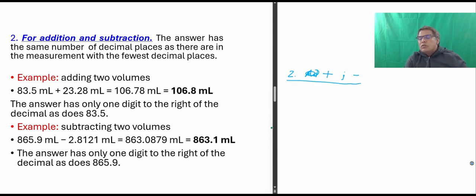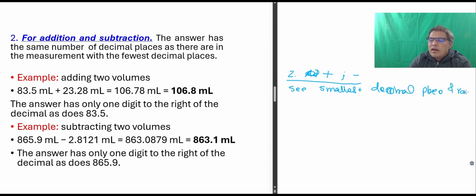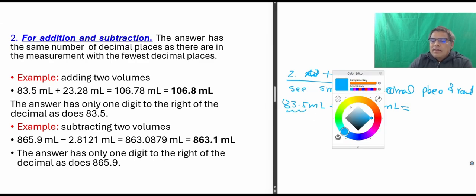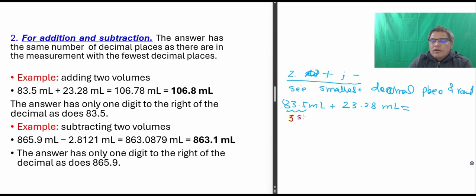In this case, unlike the previous one, we will see the smallest decimal place and round to that. Let's see here: 83.5 ml plus 23.28 ml equals, now we have to write the sig figs. This has 3 sig figs and 1 decimal place. This has 4 sig figs and 2 decimal places.